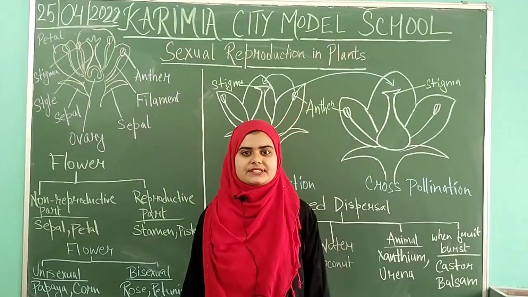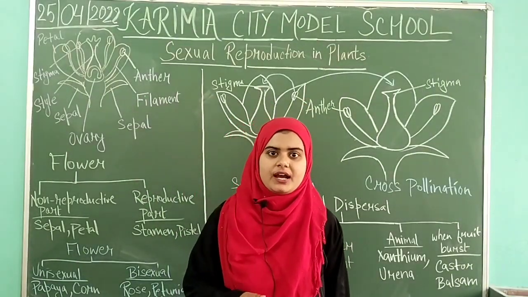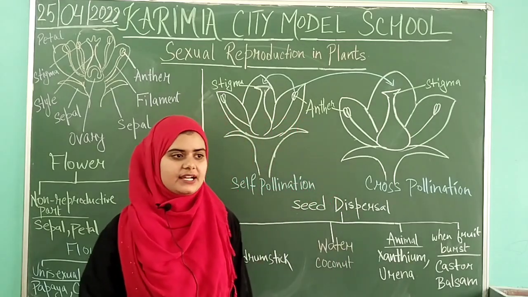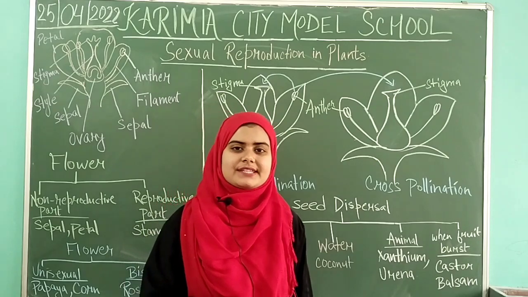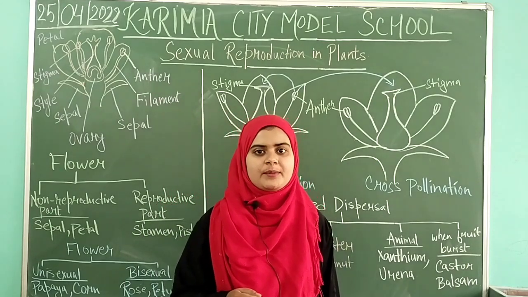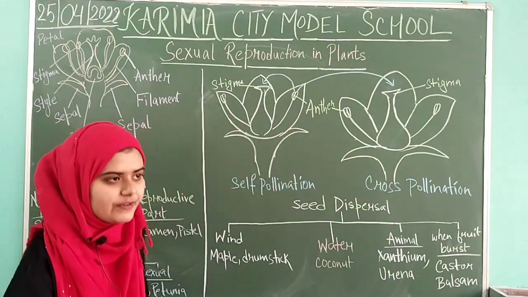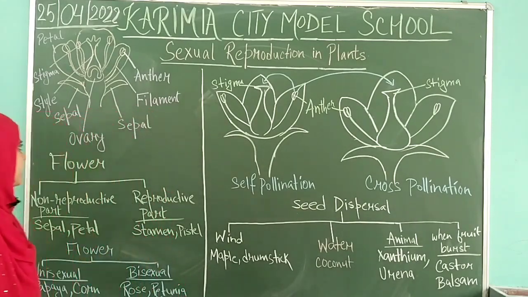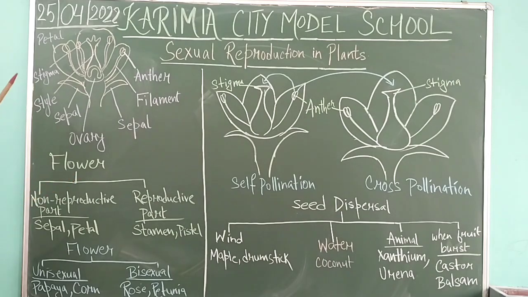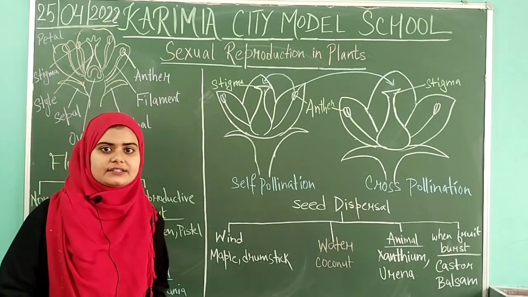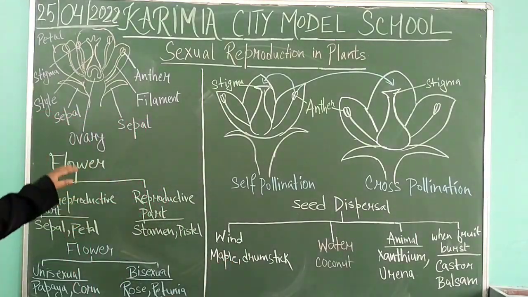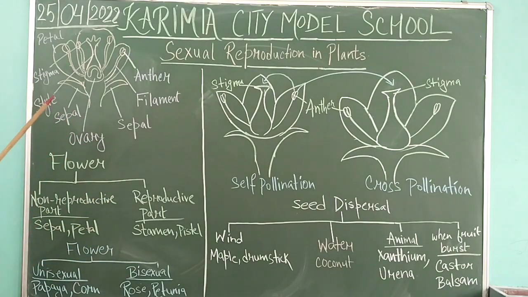Students, in the previous class we discussed the asexual mode of reproduction. Today in this class we will be learning about the sexual mode of reproduction in plants. The very first thing, before getting into it, is to understand the parts of a flower. In the previous class I told you that flowers are the reproductive part of a plant. So this is a flower, okay.